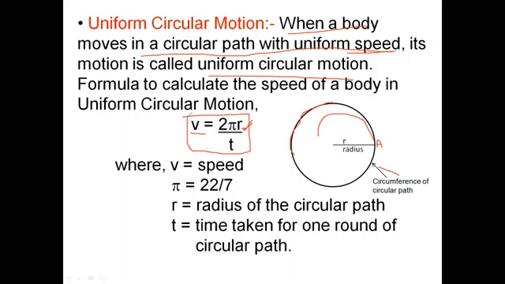Here v is the speed of the object, pi we know that 22/7. यहाँ हम लोगों को pi की वैल्यू ऑलरेडी पता है. r is the radius of the circular path and t is the time taken by the person while traveling on that circular path.